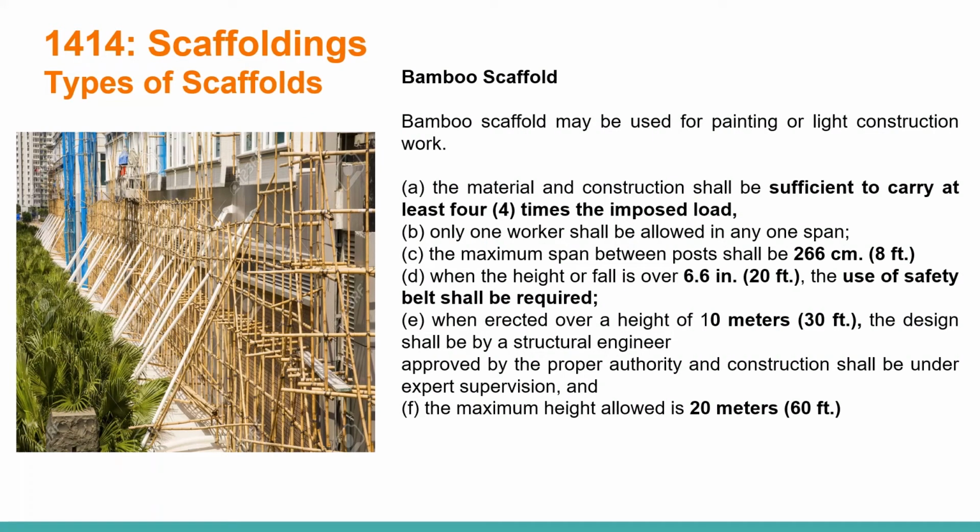The materials and construction shall be sufficient to carry at least 4 times the imposed load. Only one worker shall be allowed in any one span. The maximum span between poles shall be 266 centimeters. When the height of fall is over 6.6 inches, the use of a safety belt shall be required. When erected over a height of 10 meters, the design shall be by a structural engineer, approved by the proper authority, and construction shall be under expert supervision, and the maximum height allowed is only 20 meters.